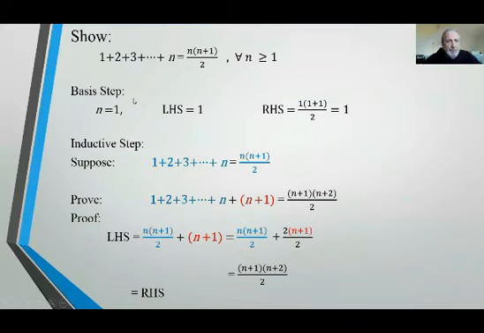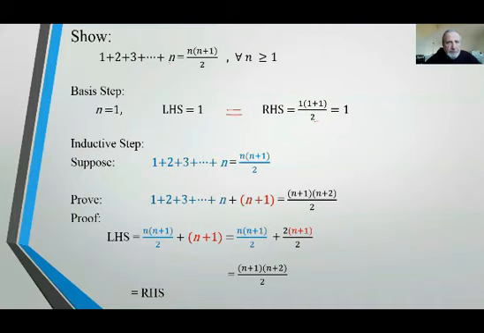So the basis step, when n is 1. When n is 1, this will be 1. So it starts from 1 to 1, that's only 1. So the left-hand side is 1. The right-hand side, you put 1 here. So you have 1 times (1 plus 1) is 2, divided by 2 is 1. So the left-hand side is equal to the right-hand side. So the basis step is good.